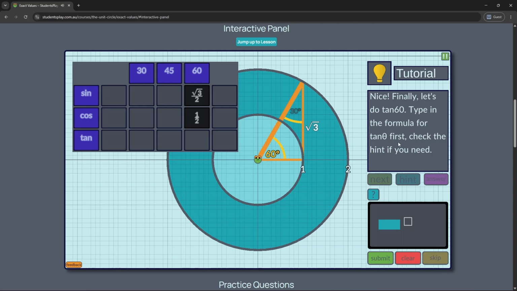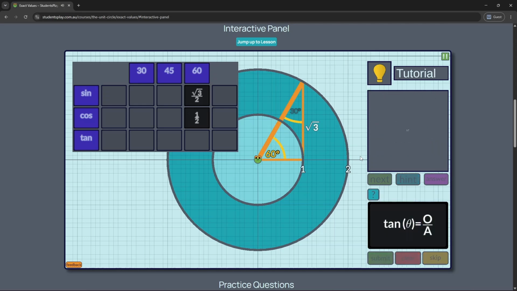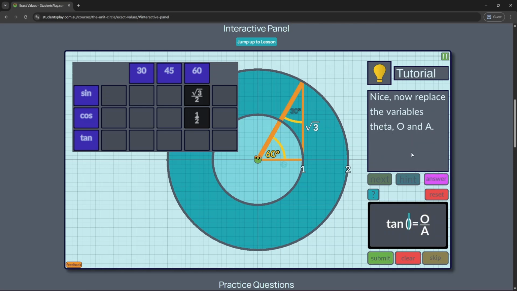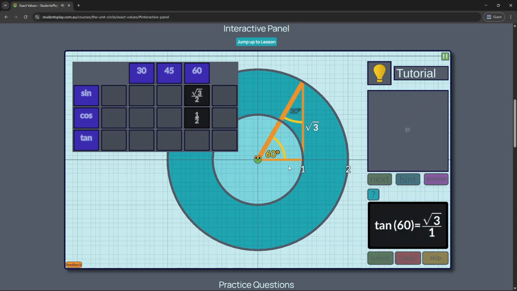Type in the formula for tan theta first, check the hint if you need. Tan theta equals, and then SOHCAHTOA, so O over A. Nice. Now replace the variables theta, O, and A. So theta is still 60. Opposite is square root of 3. And the adjacent is this one down here, so just 1.